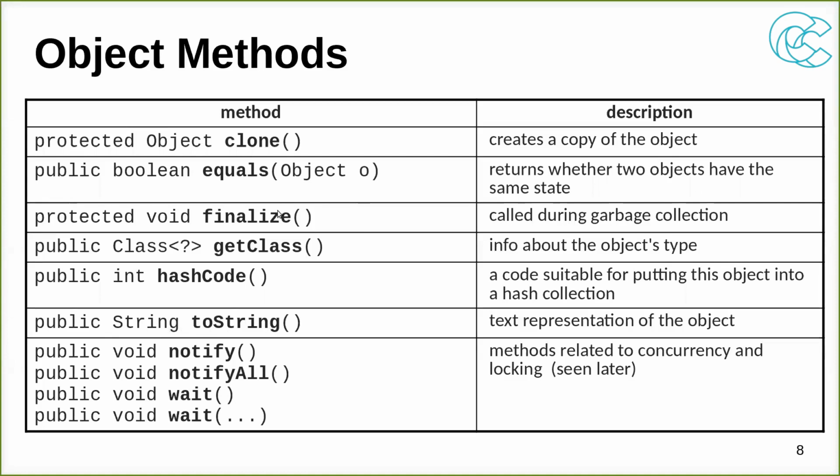It's the same case with finalize. Generally you don't explicitly call it. It's called automatically by the garbage collector, right? And again, it's the same with hashCode, for example. If you are storing your object in a hash map, hashCode is used, and it will generate the code, and depending on the code, it will place it in one of the buckets, or one of the slots, in the hash map.